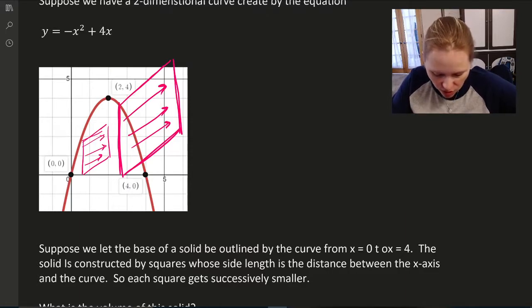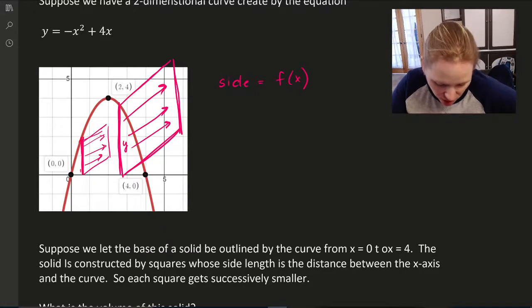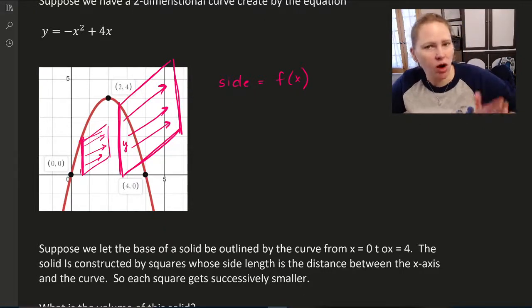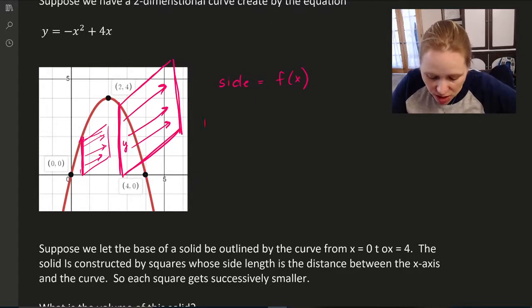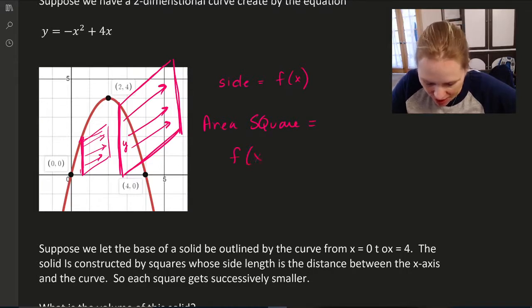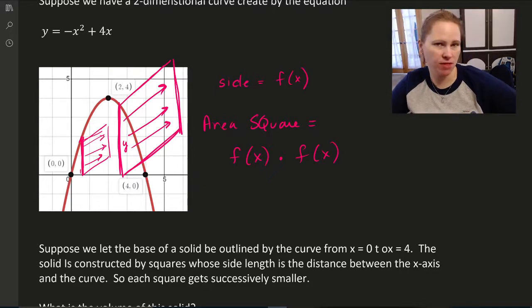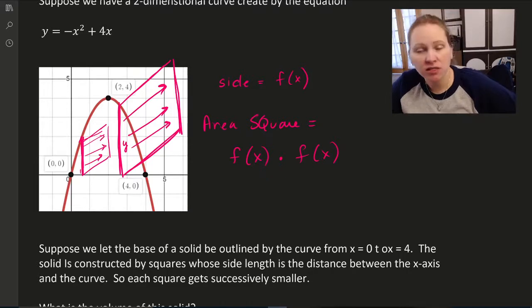And so if I look at where the square is, the side length runs the distance from the x-axis up to the curve. It's the same as our height. It's the y. It's the function itself. So the side of the square has a length of f of x. And no matter where the square is, it's still f of x, because it's going to be a different value depending on where it falls, but it's still always going to be that y value, that f of x, which means the area of the square is side times side. So it's f of x times f of x. It's base times height.